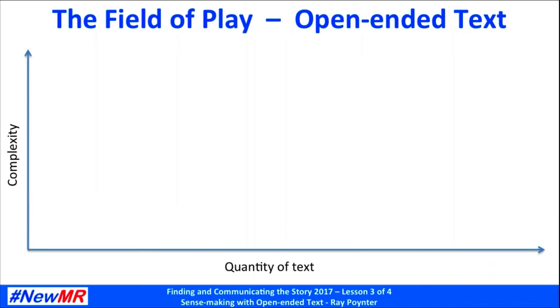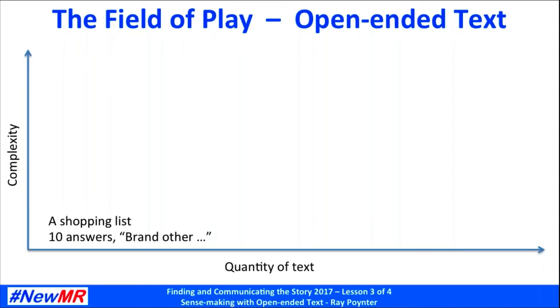So all of that in many ways is a preamble to the open-ended text. It applies equally to quantitative information. It applies equally to groups that we've moderated. But now let's focus on the text part. And I want to think about two dimensions, quantity of text and complexity. And for complexity, we could also mean depth, we could mean richness.